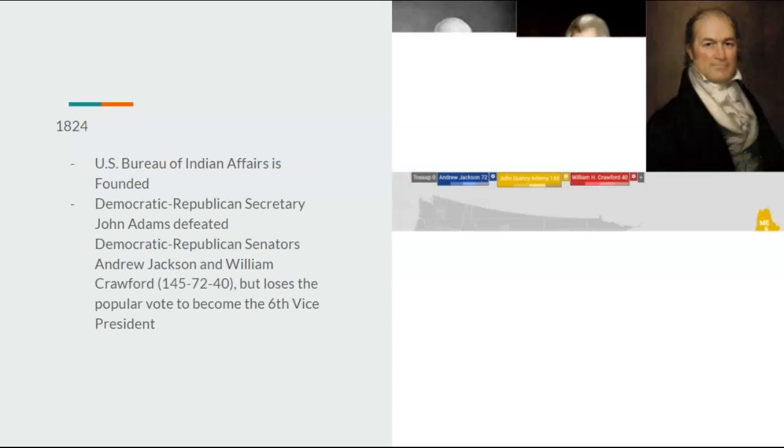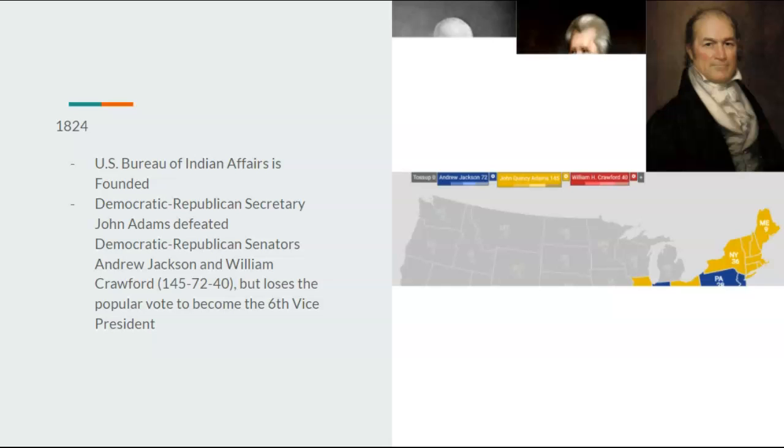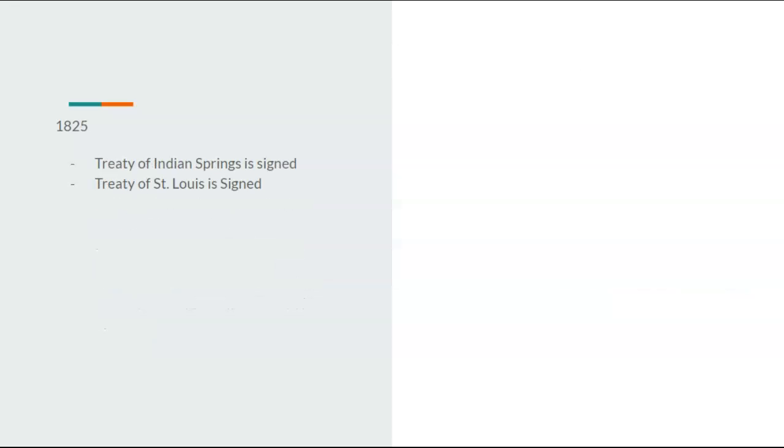In 1824, the U.S. Bureau of Indian Affairs is founded, and Democratic-Republican Secretary John Adams would defeat Democratic-Republican Senators Andrew Jackson and William Crawford 145-72-40 to win, but he loses the popular vote to become the 6th vice president. Henry Clay is not running because he's coaxed by John Adams not to run. In 1825, the Treaty of Indian Springs and the Treaty of St. Louis are signed.